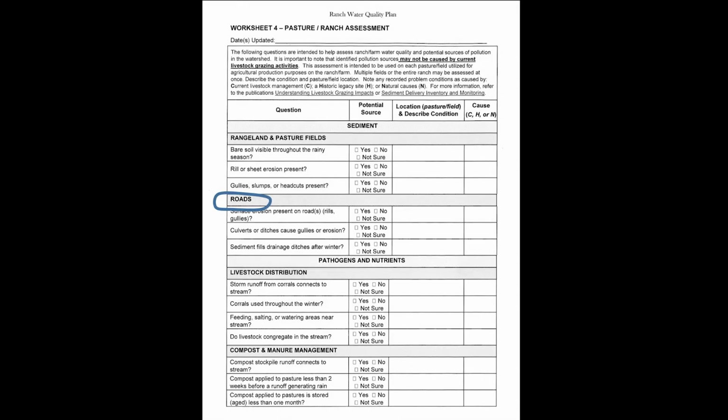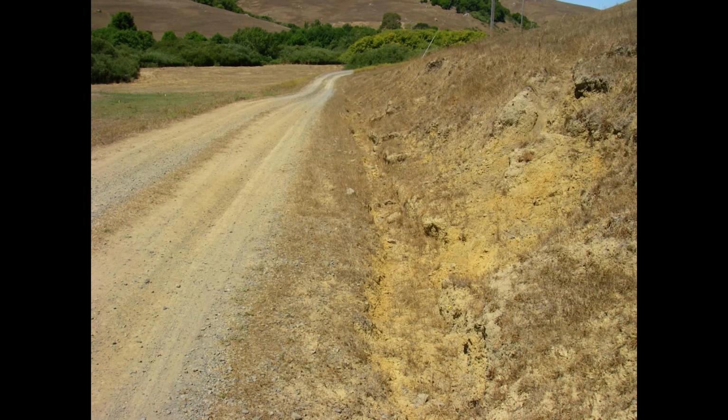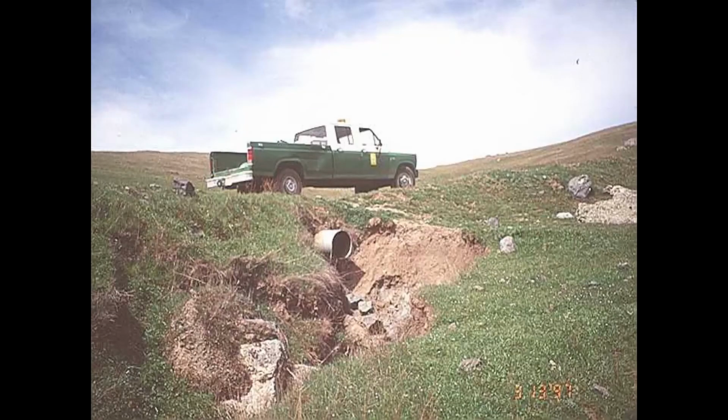Let's move on to the next section, which is roads. This section looks at road condition and drainage characteristics. The first question in this section is, do the road surfaces themselves have rills and gullies? The next question is, are culverts and ditches causing gullies and erosion downstream? And then, is sediment deposited and filling drainage ditches after storms?